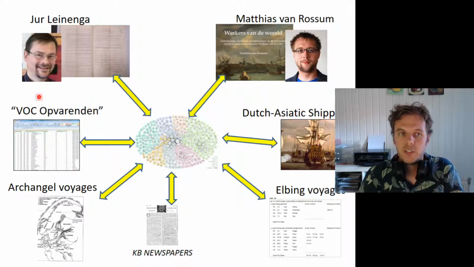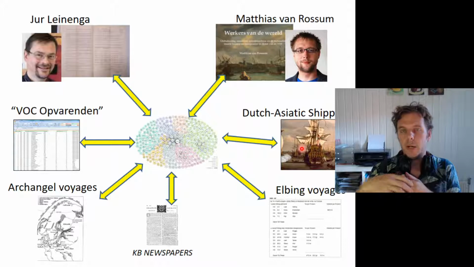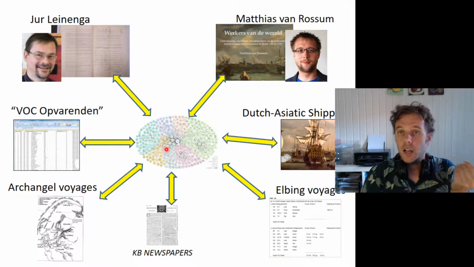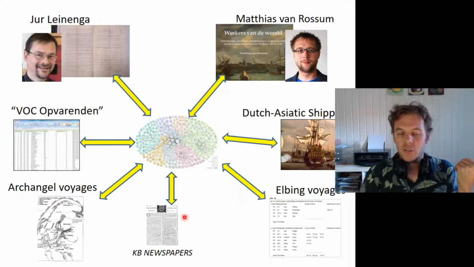And then there were some existing data sets, such as the VOC Opvarenden, which is about shipping records of the East India Company. Dutch Asiatic shipping basically talks about the same period, but from a completely different angle. It's really about trips rather than the people, about who got paid what. And then there's the Royal Library newspapers. There's all kinds of other data sets that we combined.